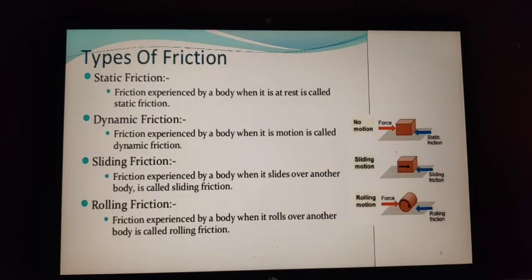So next is the types of friction. The first one is static friction. The frictional force experienced when the body is at rest is known as static friction. The second one is dynamic friction. Friction experienced by a body when it is in motion is known as dynamic friction. The dynamic friction is found to be less than limiting friction, and this dynamic friction is again classified into sliding friction and rolling friction. Sliding friction is the friction experienced by a body when it slides over another body, and rolling friction is experienced when a body rolls over another body.